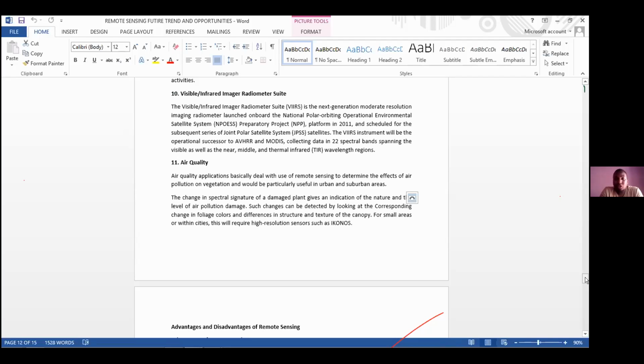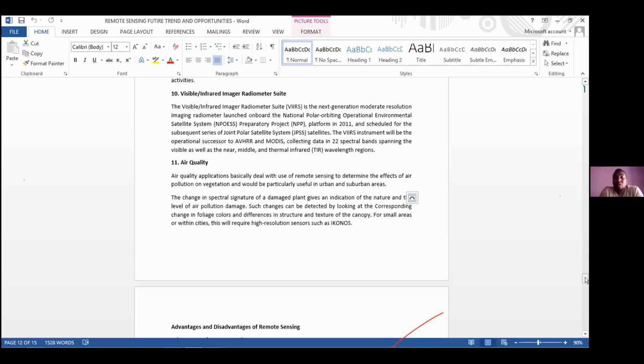The last application of remote sensing that I've prepared for today is what we call air quality. The air quality application basically deals with the use of remote sensing to determine the effects of air pollution on vegetation or in urban areas. Today, we are privileged to use remote sensing. For example, you can calculate the air quality of a given city using remote sensing. How? There is what we call the thermal infrared satellite, which can give you the images of CO2, the carbon dioxide, from a city, and all those gases you see in the sky.